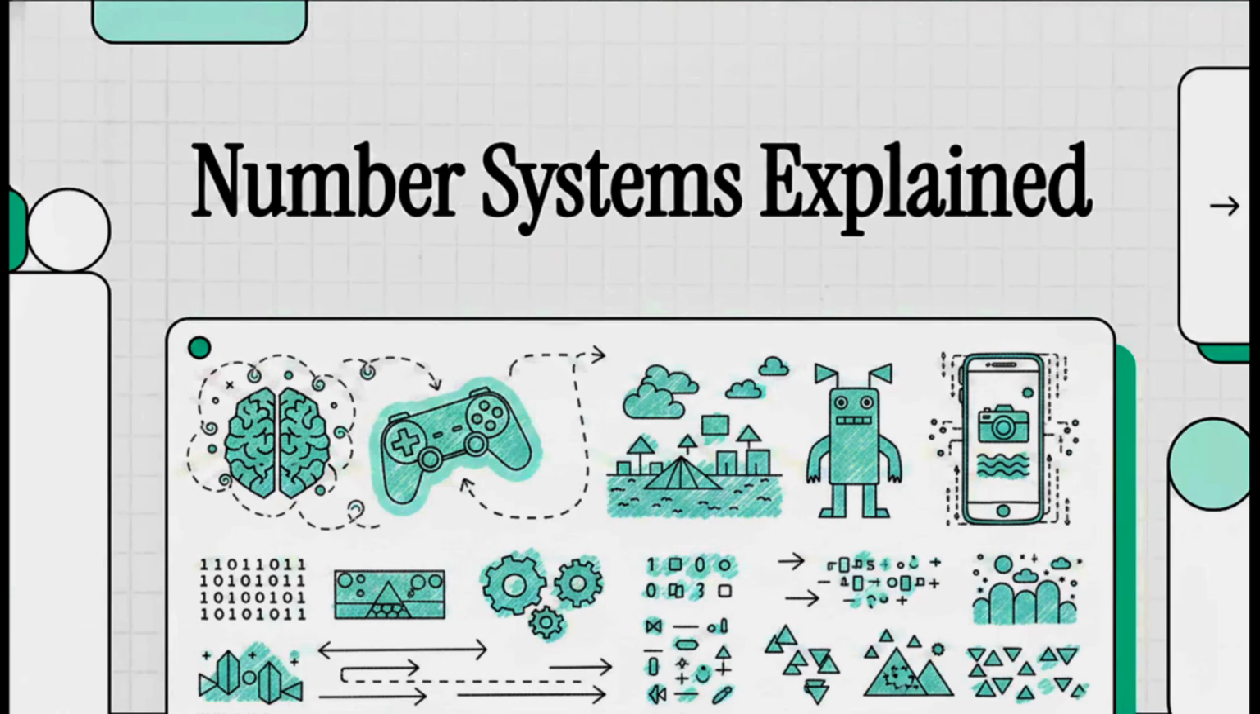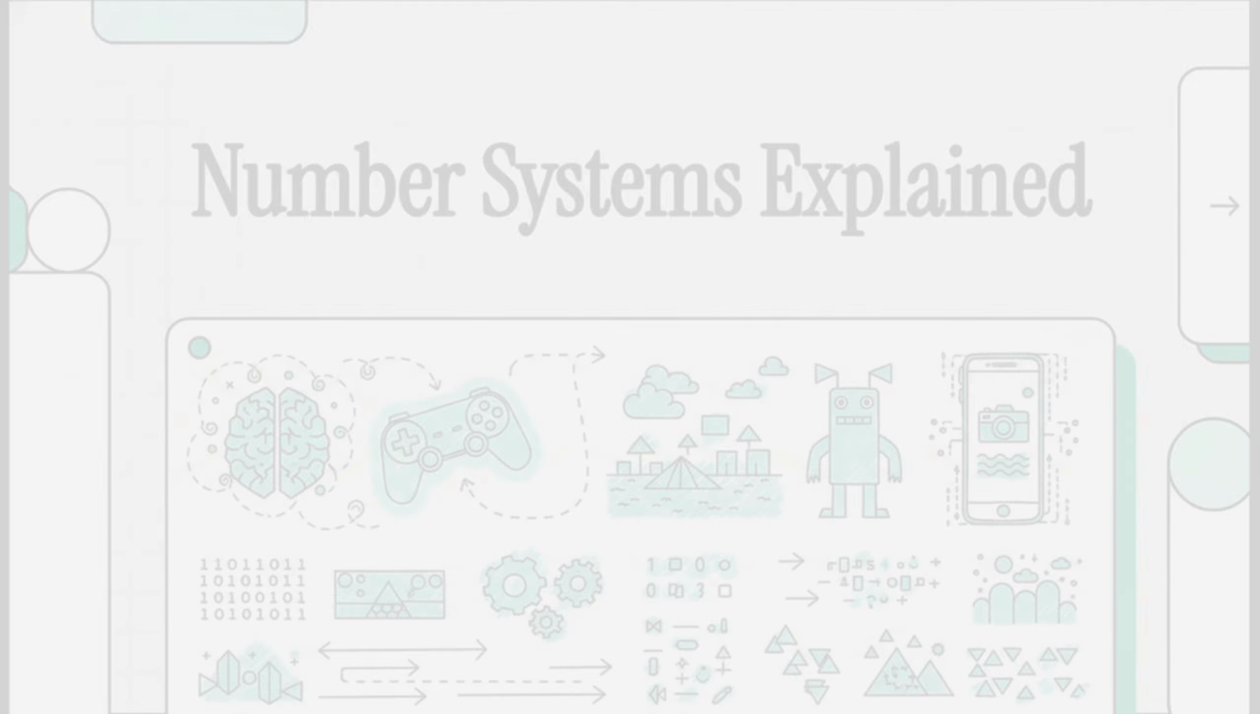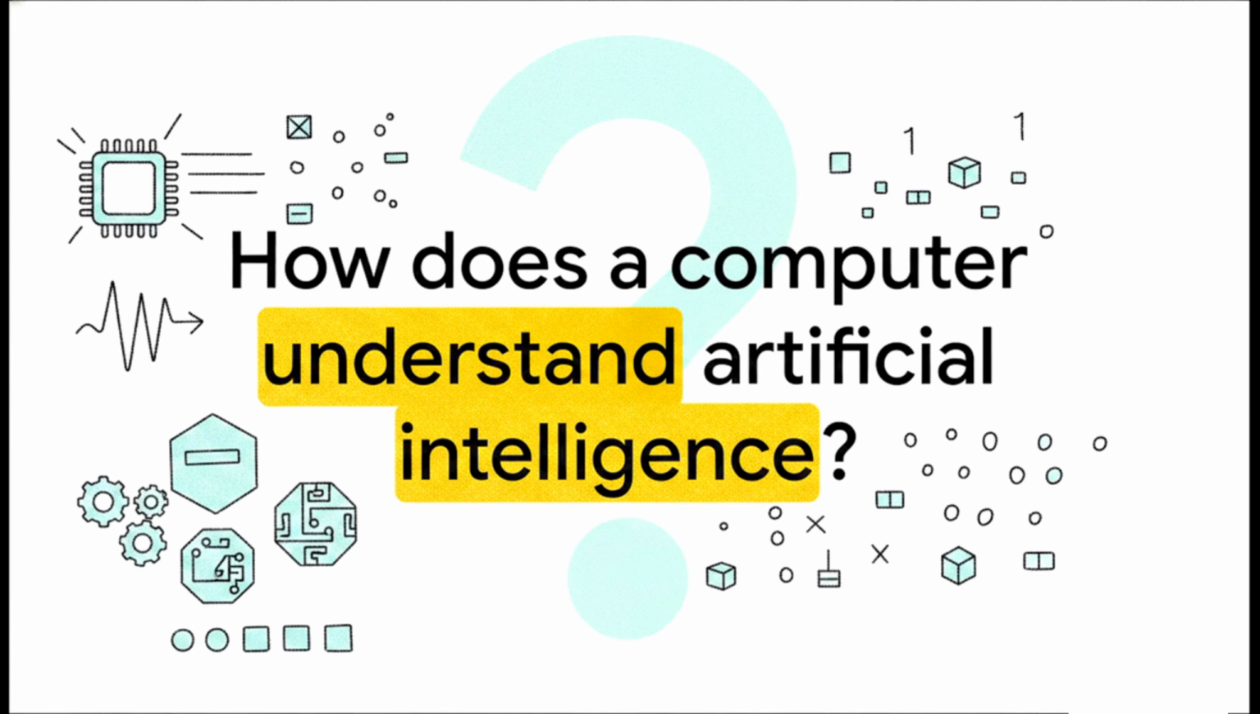Have you ever looked at a massive, complex AI model, or honestly, even just the tiny microcontroller running your smart thermostat, and wondered how exactly does a machine process all of this using literally nothing but numbers? How does a computer actually understand artificial intelligence? It's such a fascinating question.